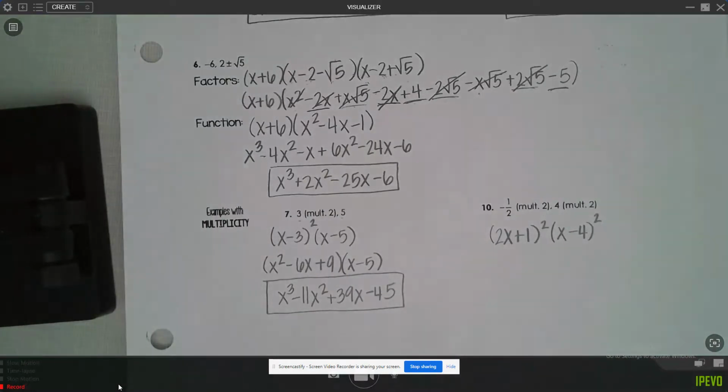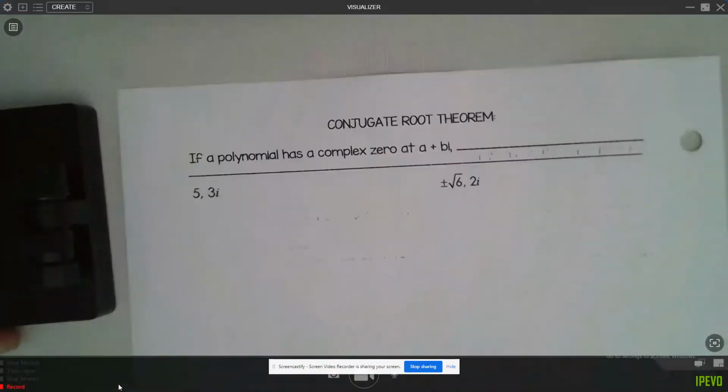I'm not going to make you FOIL that one because I want to get to the i's. I want you guys to have time to work on your homework. All right, here we go.